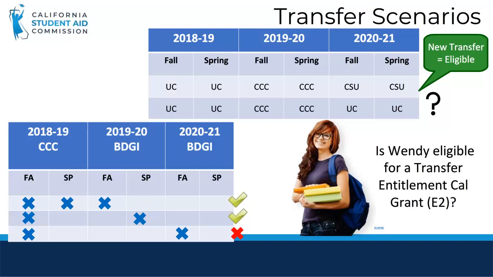Next, Wendy attended a community college for fall 1819 and plans on taking some time off before transferring in fall of the 2021 academic year. Is Wendy eligible for a transfer entitlement Cal Grant? For this situation, the answer is no, she is not eligible since she did not attend a community college during the academic year prior to transferring.